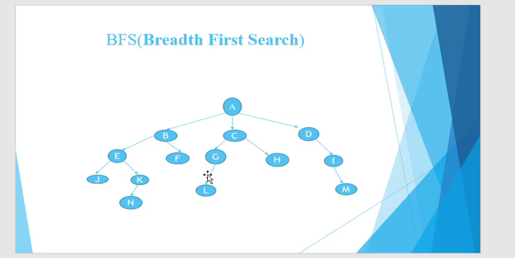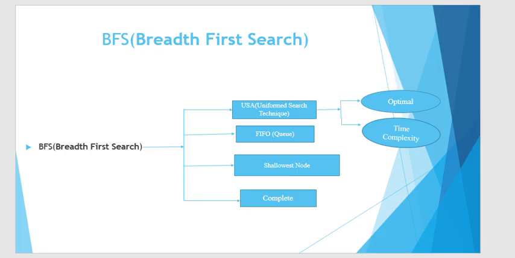The meaning of blind search is that I don't know when I will get the goal state, but I know that someday I will get the goal state. That is why we call this an uninformed search technique. So BFS belongs to uninformed search techniques. The next point is FIFO. FIFO means first in, first out.